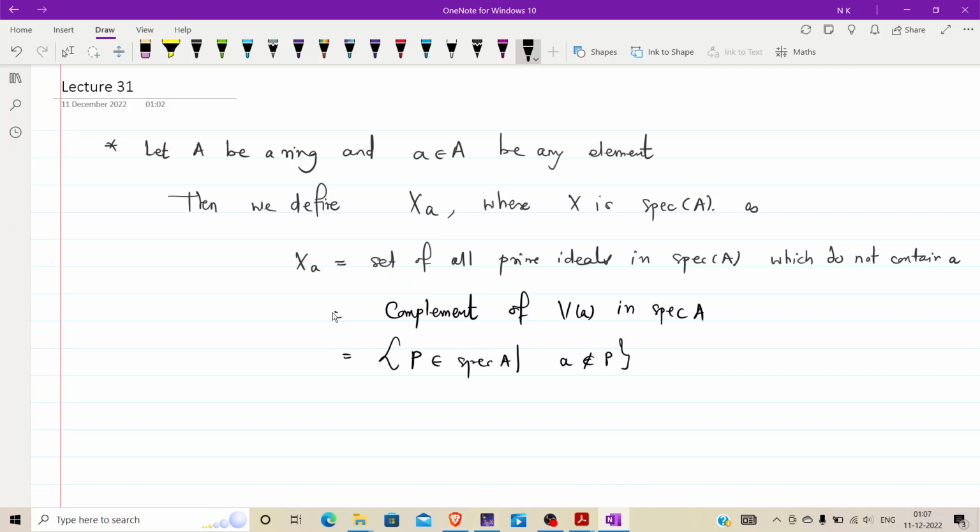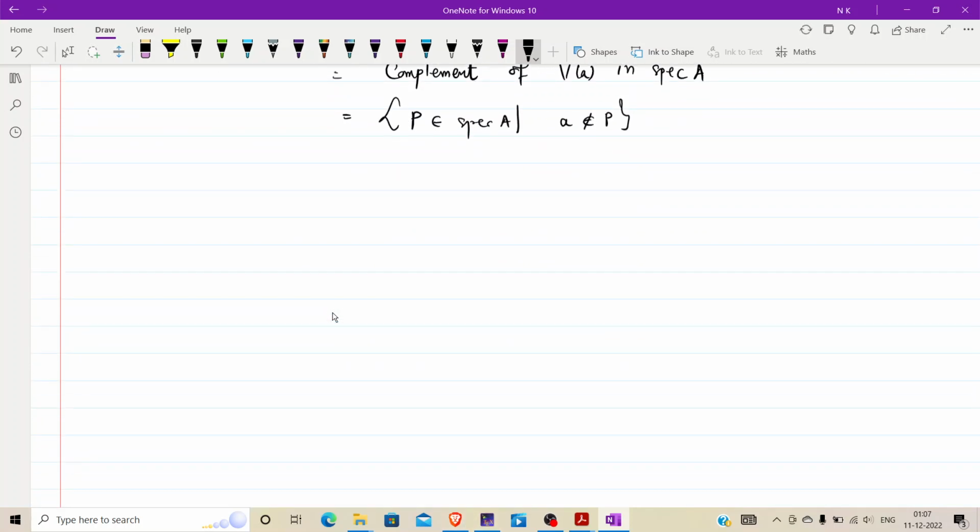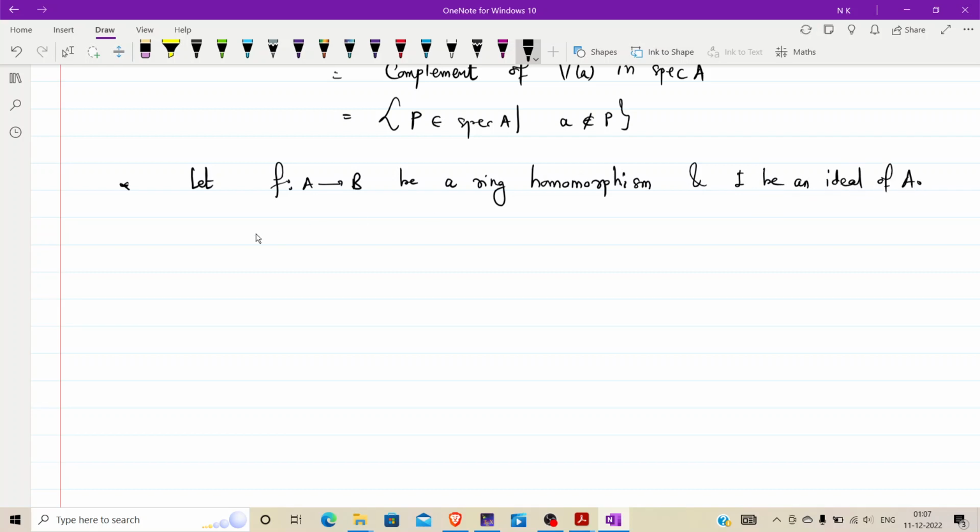Anyway, now after the definition of this concept we will define extension and contraction of an ideal. Let f from A to B be a ring homomorphism, and I be an ideal of A. Then we know that f of I need not be an ideal of B, because f of I is an ideal of B if f is surjective. If f is surjective then its image is an ideal. Unless f is surjective we can't predict that f of I is an ideal.